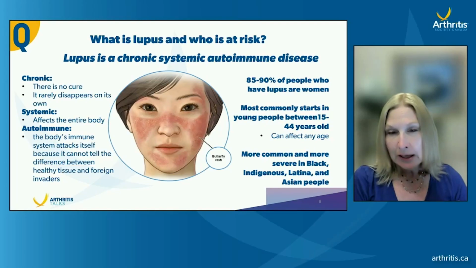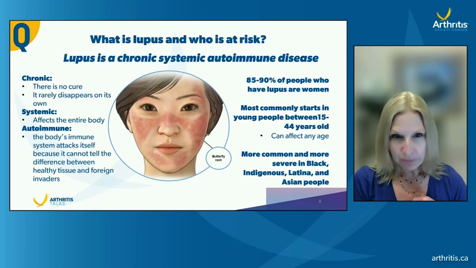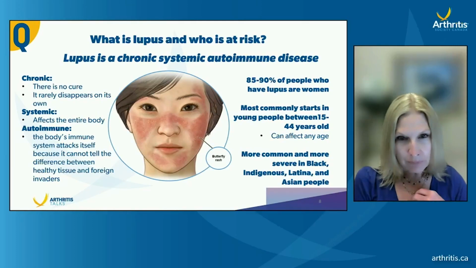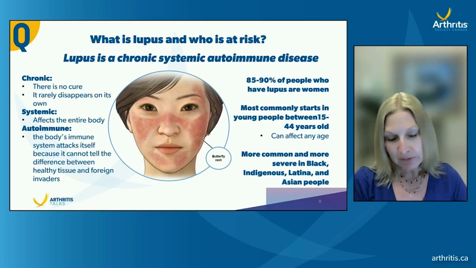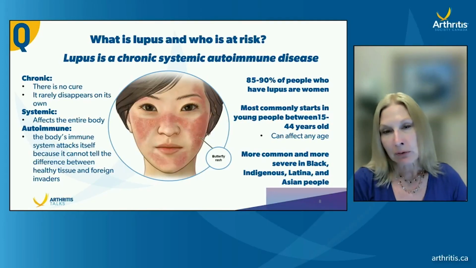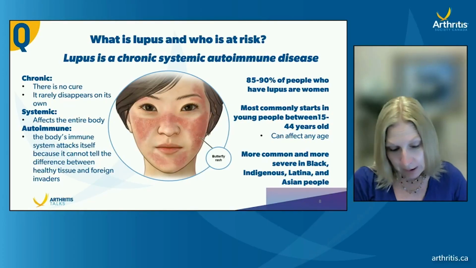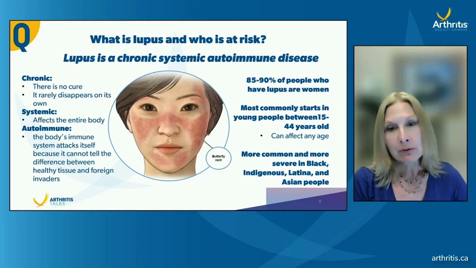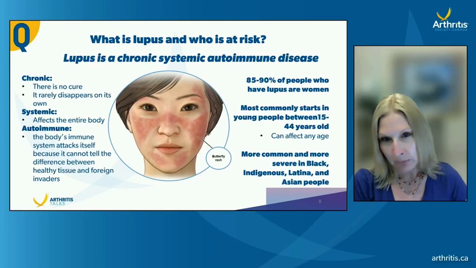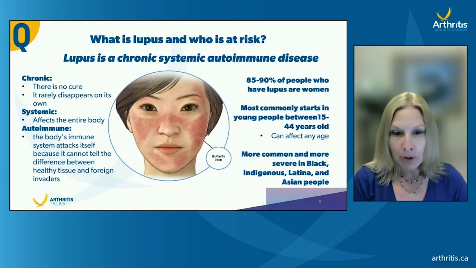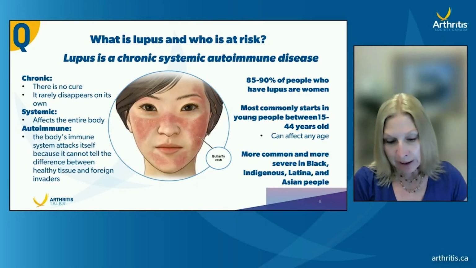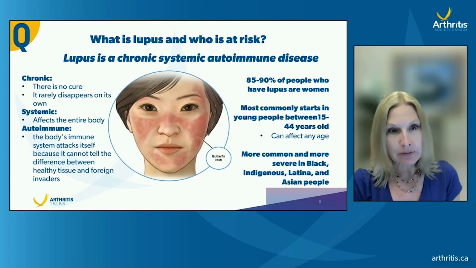Now, who gets it? It is close to 90% women. Men do get it, but it has a major female predominance. It is mostly seen in young people, commonly from around the age of puberty until about mid-adulthood. However, any age can get it. We do have very young children who develop lupus, and older people can still get it as well. It is also more common and more severe, essentially in all non-white populations. So that is Black, Indigenous, Latin, and Asian people, who all have more frequent and severe disease.